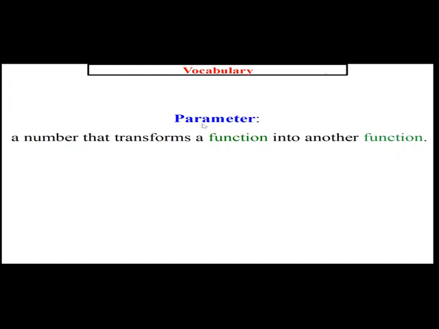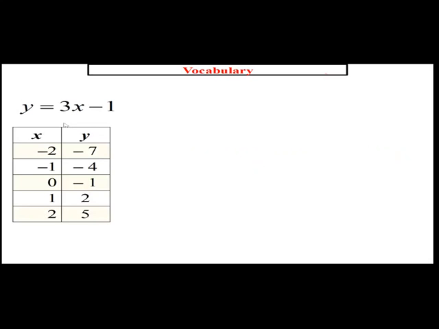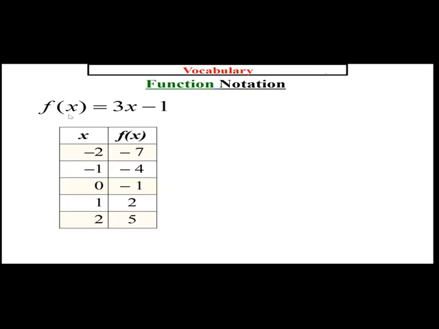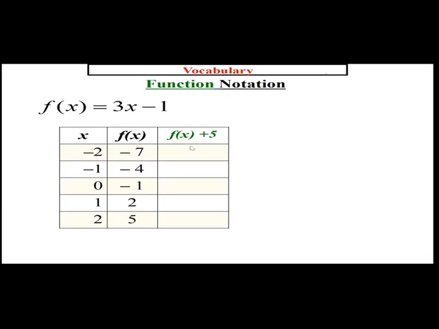All right, quick recap. We talked about parameters, didn't we? Yes, parameters, we said, are a number that transform a certain function into a new function. Before we get started with transformations, let's first talk about where we started. We started with two variable equations, such as y equals 3x minus 1. From there, we wrote it in function notation, where it became f of x equals 3x minus 1. Then we added a transformation of f of x plus 5.